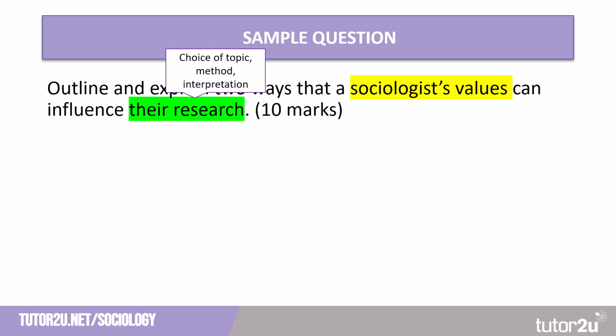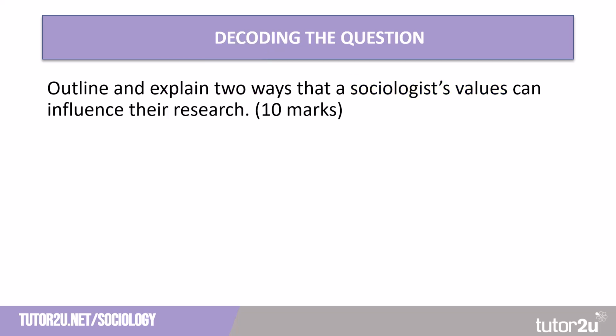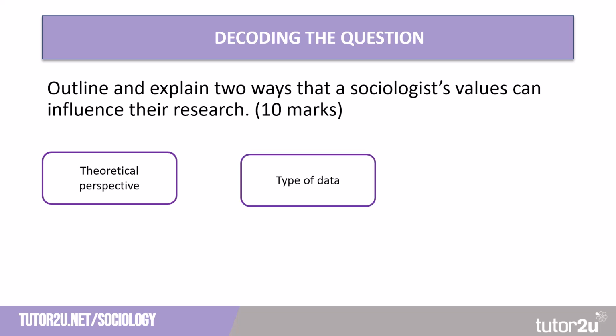So let's look at some examples of how we might do this. First of all, we can talk about the sociologist's theoretical perspective. For example, Marxists will often look at issues of social inequality, particularly social class inequality, and this will influence their research topic. Likewise, feminists will focus on gender inequalities. We can also consider the type of data, and this can also be linked to methodological preference, but the type of data that the sociologist prefers can influence their research.